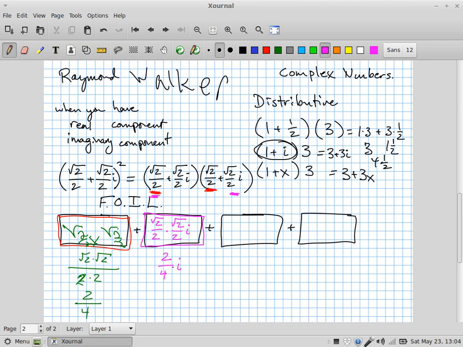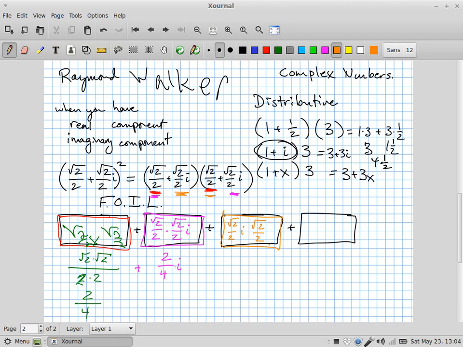Okay, so let's save the i. We keep the i there. We could put it on the numerator, or we can just put it right after there because it's a product. It's 2/4 of i. We're going to do another one. We're going to do inner. Oh yeah, inner, because this is FOIL. And the inner is going to be square root of 2 over 2i times square root of 2 over 2.